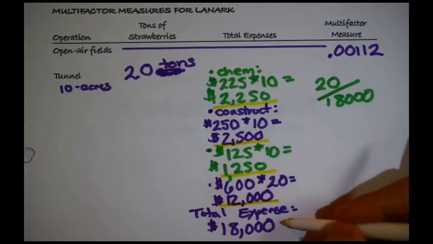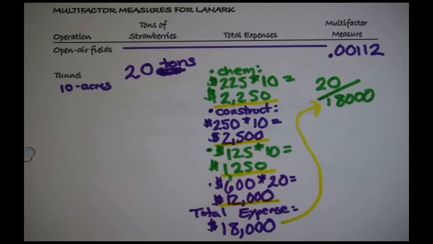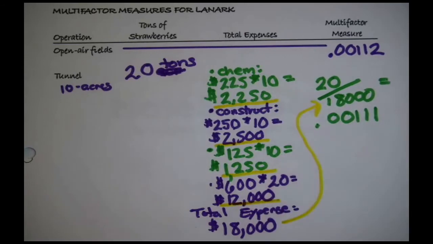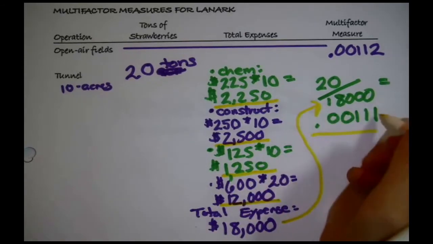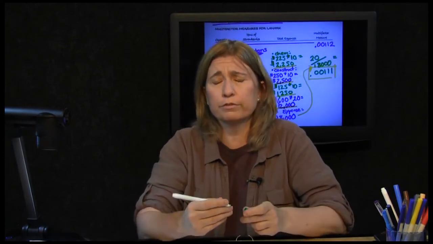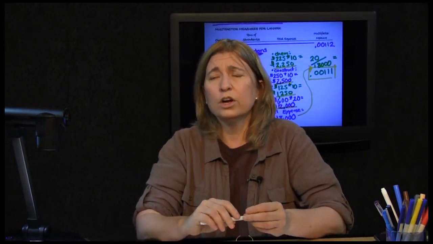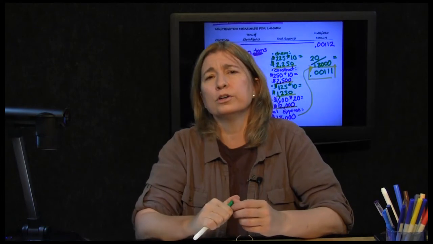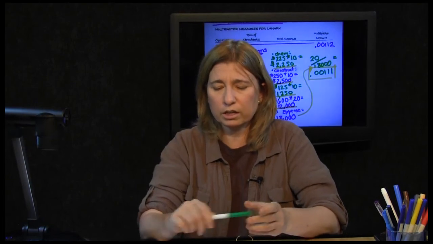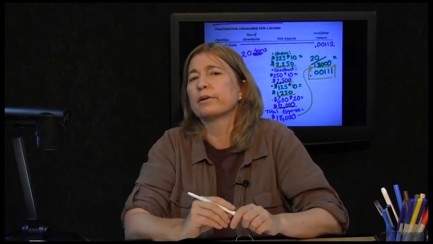That's what came up from here, and I get 0.00111. That has the same interpretation as previously with the open air fields. What is that? That is 0.00111 tons of strawberries per dollar spent on the high tunnel operations. Or once again, somewhere around 2 pounds of strawberries per dollar that you are spending on the operation.